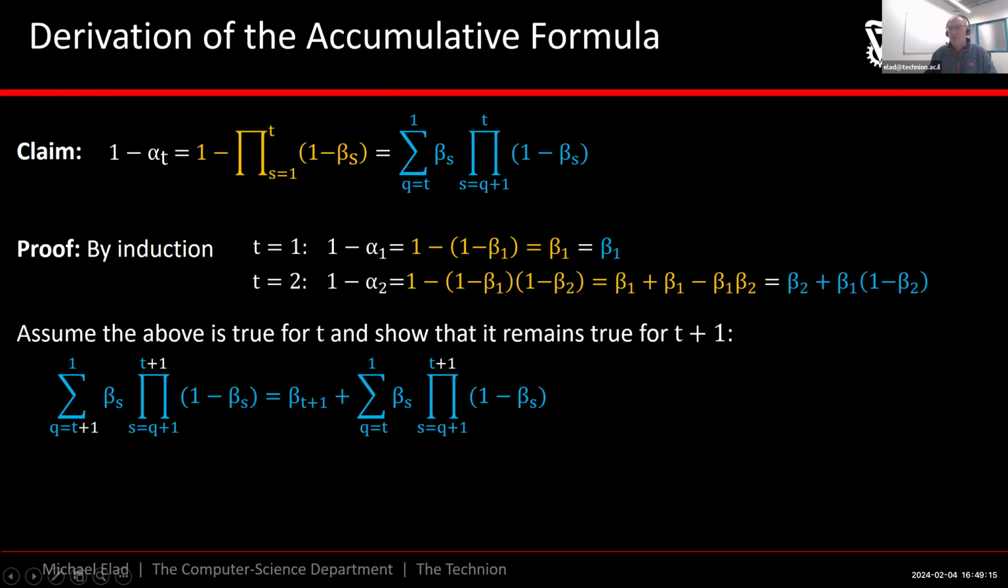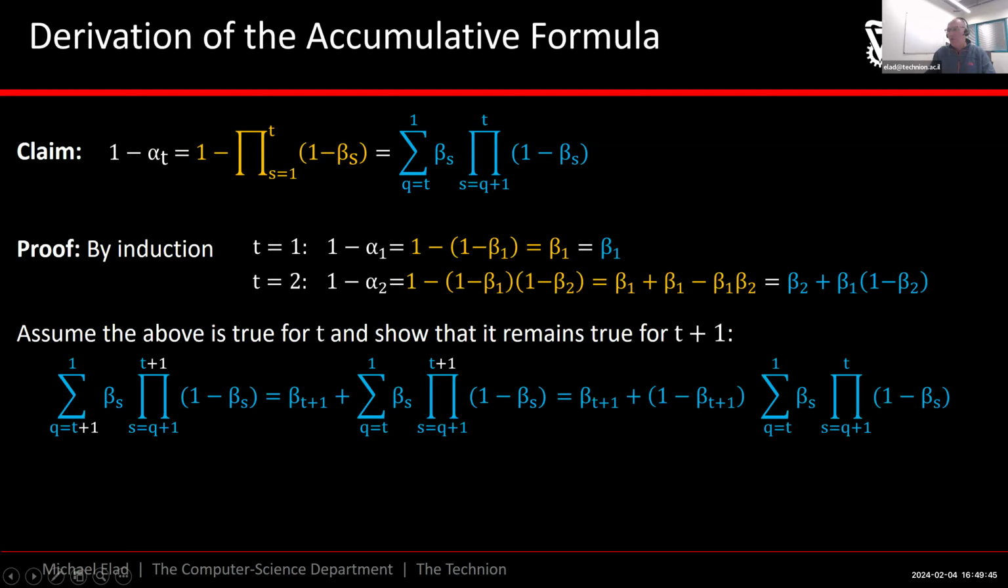I'm sorry. So it's beta t plus 1 plus the entire expression where I'm simply summing from t to 1 instead of summing from t plus 1. The next step to do is to take the inner multiplication, the pi, and extract out 1 minus beta t plus 1, because this is the last item in all the multiplications. So 1 minus beta t plus 1 comes out, and I'm remaining with this expression.